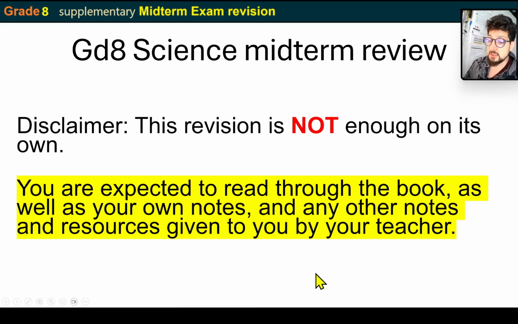This grade 8 science midterm review is not the complete comprehensive revision. This revision is not enough on its own. Okay, I have to stress that point. This is not enough on its own.